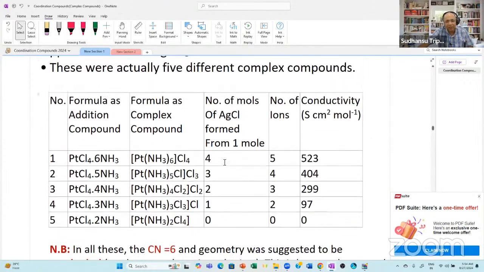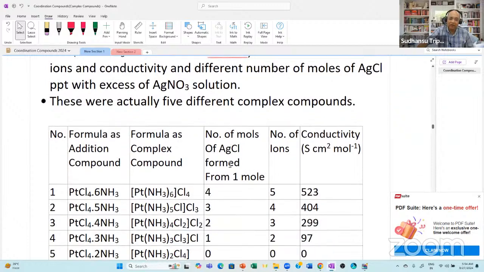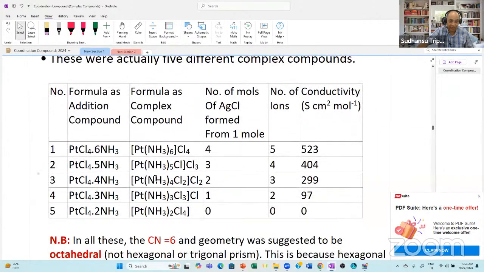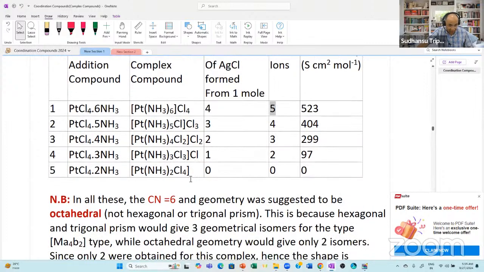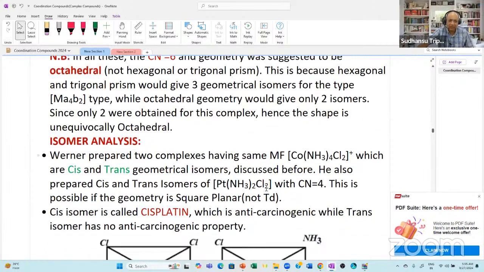And I have given you another set of data by the same famous Werner. Platinum plus 4 complexes with ammonia. 6 ammonia. And here the conductivity data I got from the literature. This is NH3 whole 6, Cl4, so total number of ions is 4 plus 1, 5. But the chloride ions are 4. So 4 moles of silver chloride precipitated, and the conductivity was maximum, 523 Siemens centimeter square per mole inverse. And in this way, gradually it reduces until you have all chloride ion inside the coordination sphere, no conductivity, no silver chloride precipitate.